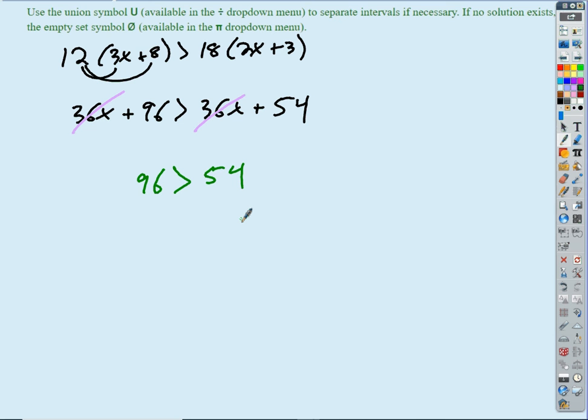Same answer. If the variables go away and I get an answer that is always true, what do you think the solution is to this inequality? No, if it's always true, all reals, right? So it's true.